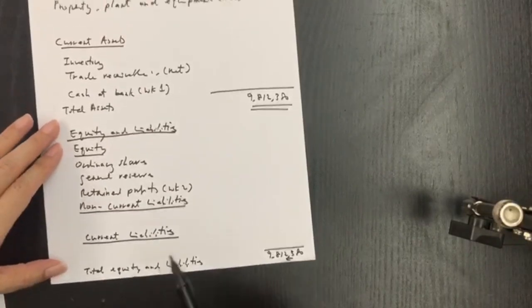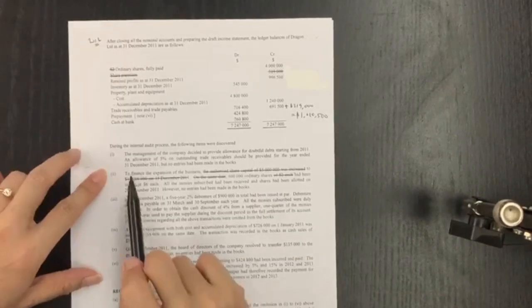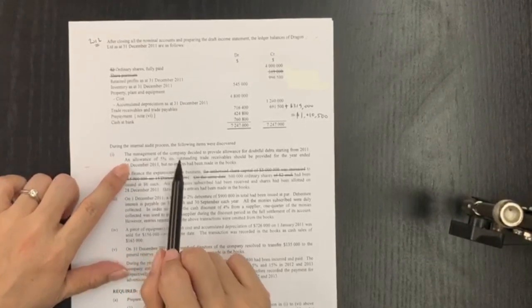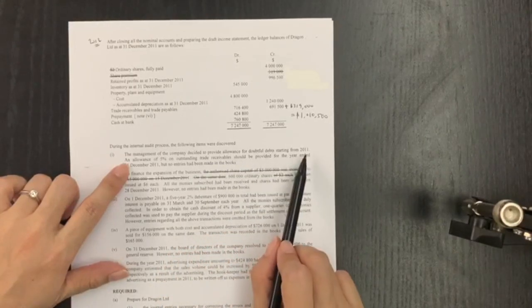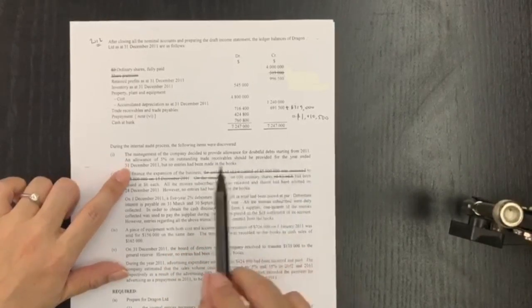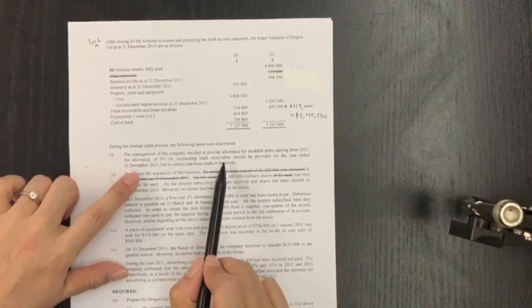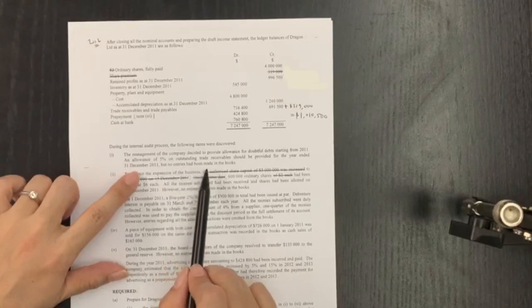Now we are going to look at the question and do things step by step. Okay, so we look at point number 1 here. Given that the management of the company decided to provide allowance for doubtful debts starting from this year 2011, and then an allowance of 5% on outstanding trade receivables should be provided for the year end, but no entries have been made in the books.